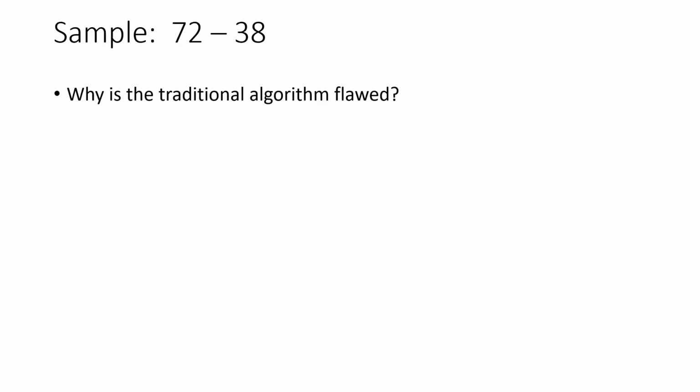Now, for this, I want to kind of go through why is the traditional algorithm flawed. So I'm going to go ahead and do this problem out using the method that most people were probably taught. So most of us in our American education, we're taught to begin by looking at the ones digit, and we would say, like, 2 take away 8. Oh, we can't do that. You can't have 2 and take away 8.